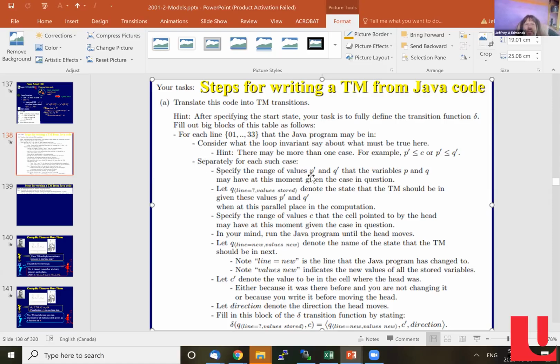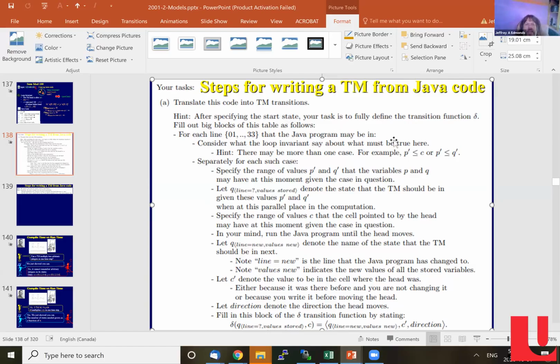Then I say, given that, what's the range of my p's and my q primes? Well, maybe my range is that they're between 0 and 9, but they have this property, right? And then say what state I'm in. I'm in this state.